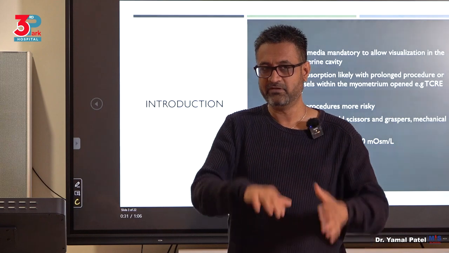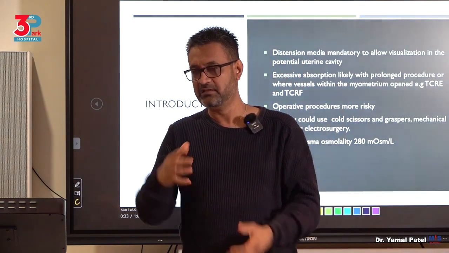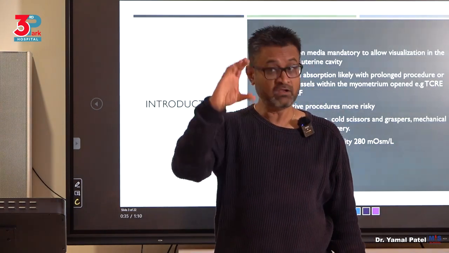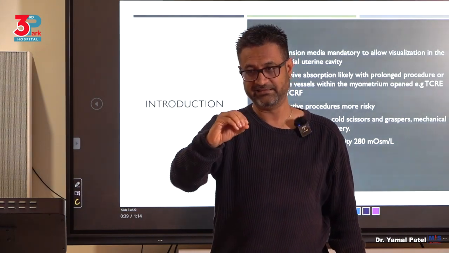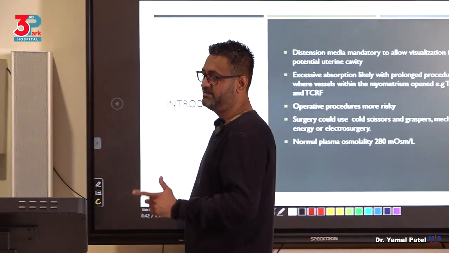You understand? Because you have to understand the uterus is a muscle. The muscle contracts, so it's always contracted. But you can distend it to see, and then it does that again. So it's a potential cavity.